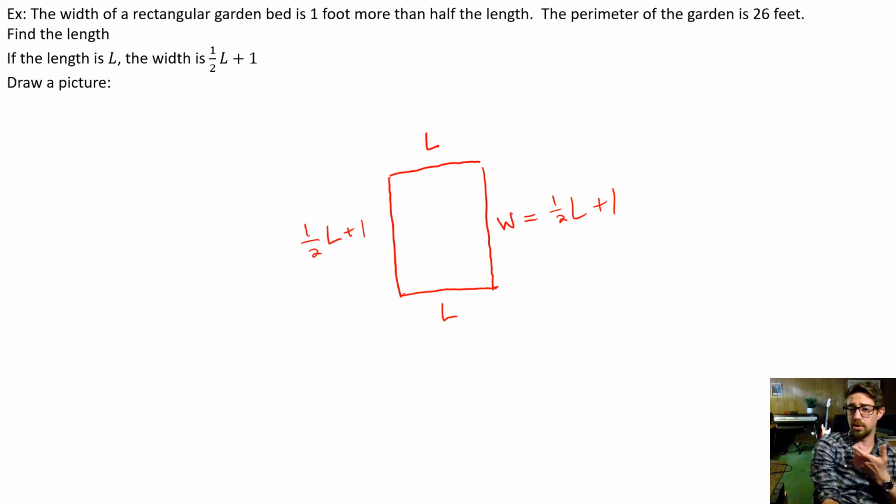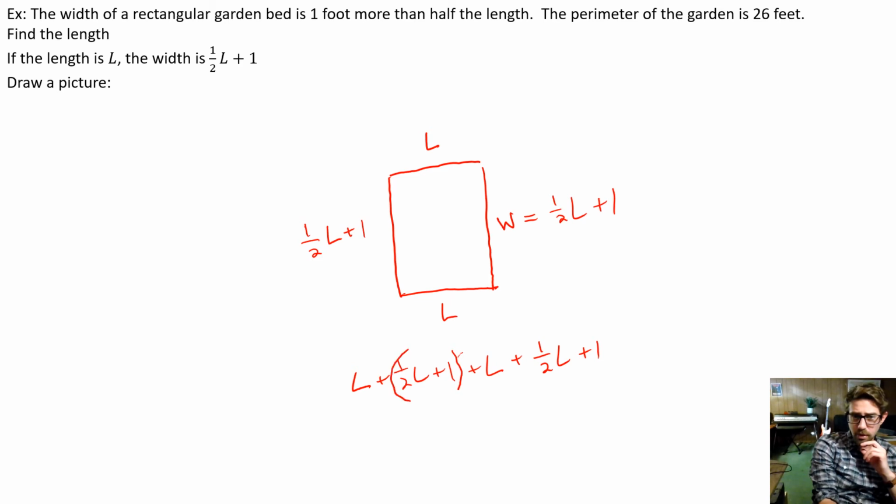So perimeter, you don't have to be a geometry expert to know the perimeter just means distance around. So just all the sides added together. So let's start at the top and go clockwise. All the sides added together is L plus 1/2 L plus 1 plus L plus 1/2 L plus 1. Let's put some parentheses so you know where I got that.